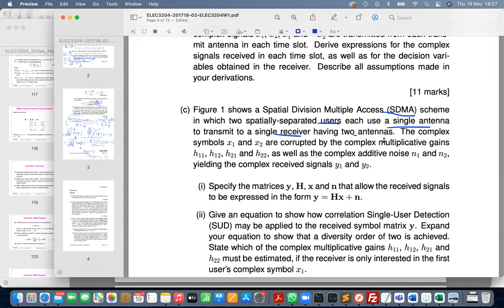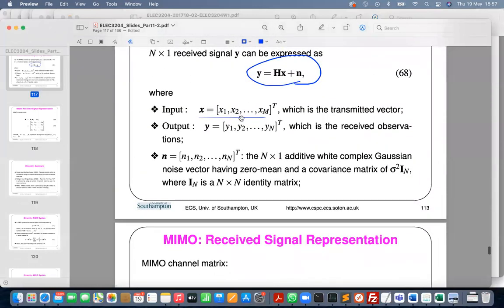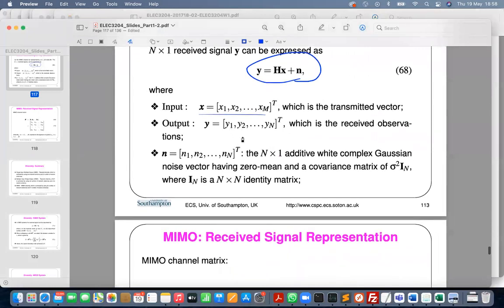receiver having 2 antennas. So you have 2 users, and each one has a single antenna. And then at the receiver, you have 2 antennas. So basically, the dimension of the input is X1, X2. And then output is Y1, Y2 because you have 2 receiver antennas. So N equals 2, M equals 2.